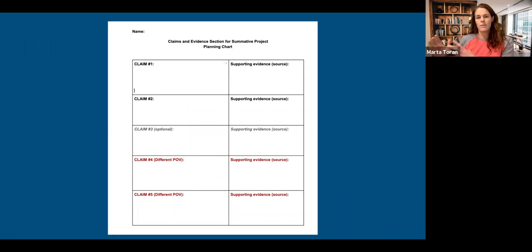Where is this claim coming from? What study looks at this claim and finds evidence supporting this claim? So what I created for you to help you write this section is a planning chart. This is what you're going to be using. This is like the first step of writing your claims and evidence section. You are going to be picking out the claims.